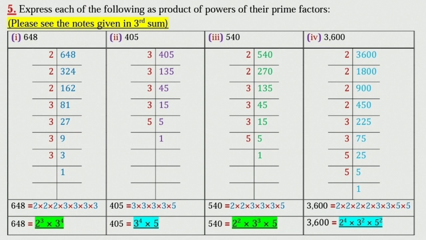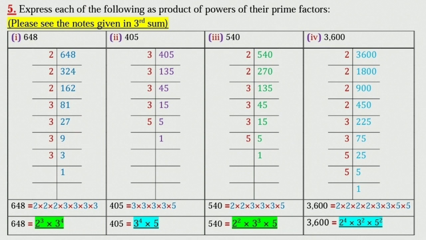Sum number 4 of 5, that is 3600. This is an even number, so we can divide it by 2. If we divide 3600 by 2, we get 1800. 1800 divided by 2 is 900. 900 divided by 2 is 450. 450 divided by 2 is 225.